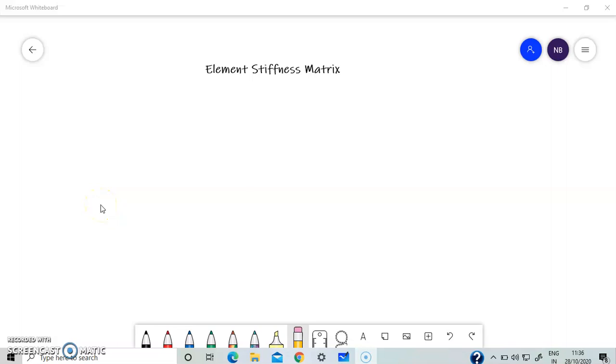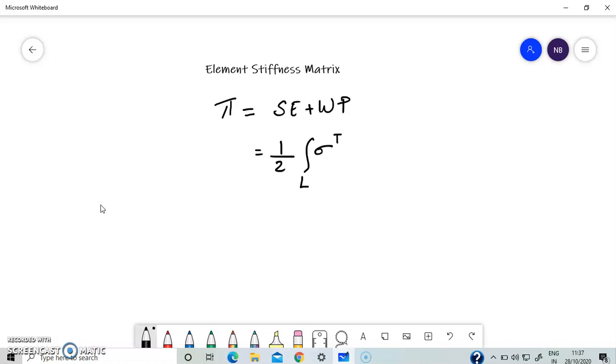For a one-dimensional bar element, we will now derive the element stiffness matrix. We know that the potential energy is given by pi, which is equal to strain energy plus the work potential. The strain energy is given by half integral over the length L of sigma transpose into epsilon into A dx. The work potential can be due to body force, due to traction force, and due to a point force.